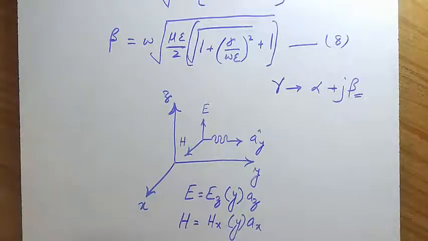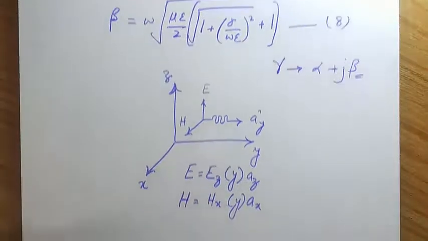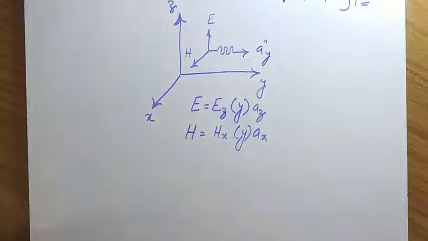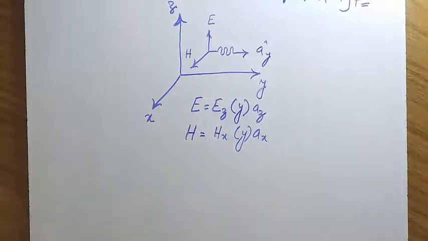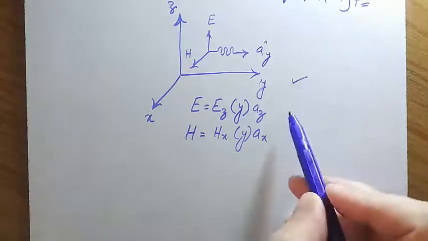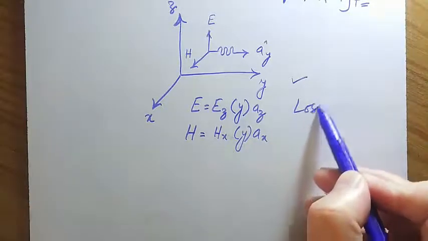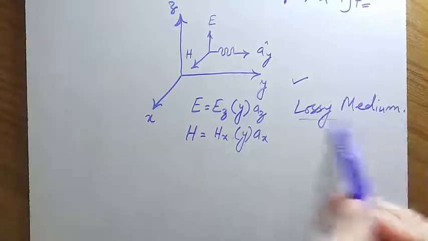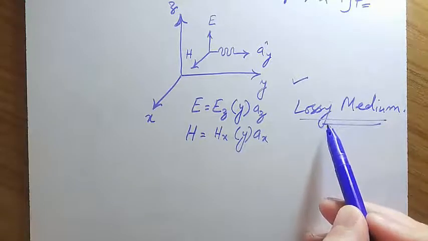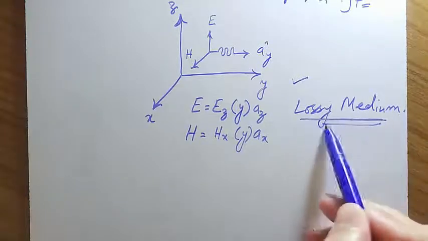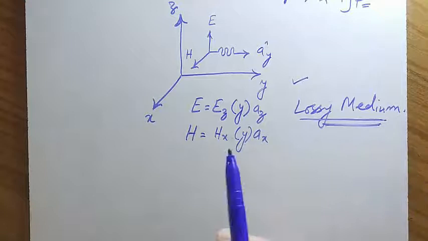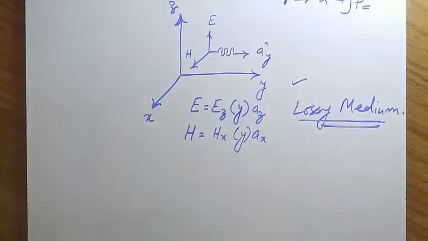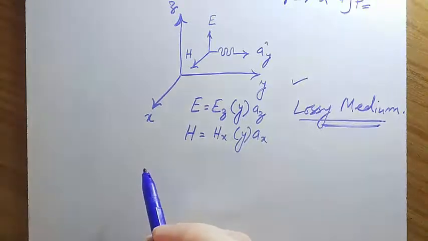So let us take the same example and derive the wave equations for this particular case, in which we now have a lossy medium instead of a lossless medium as before. So the wave equations are now different. We are going to have gamma instead of k, and we will then calculate the wave equations for them.